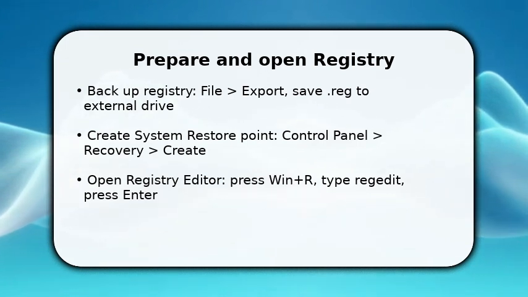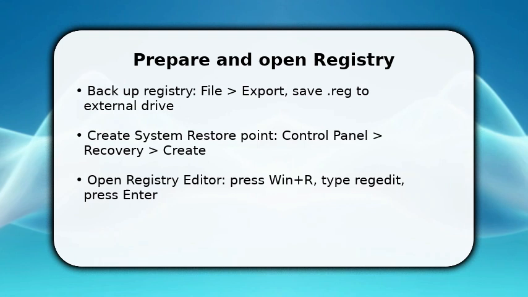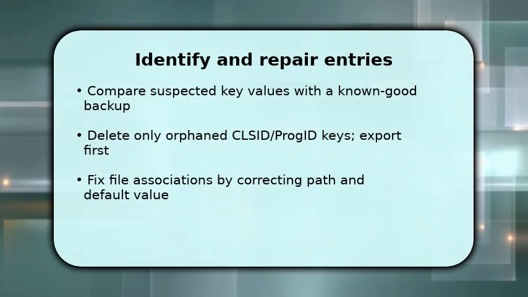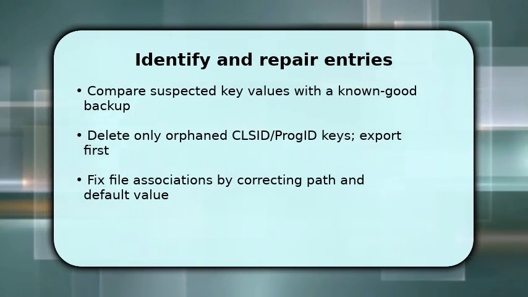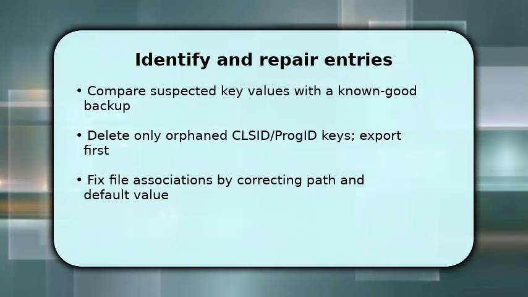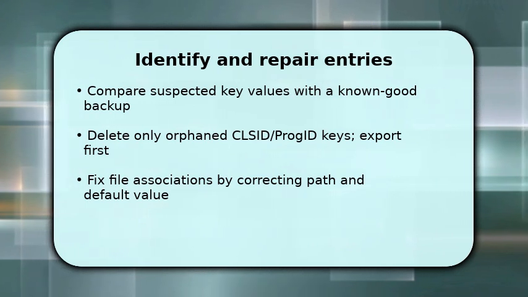You need to confirm which values are wrong. Compare the suspect key's default and data fields against your backup or a fresh Windows 7 install. Once identified, delete orphaned CLSID or PROG ID keys. Export them first so you can restore if wrong.